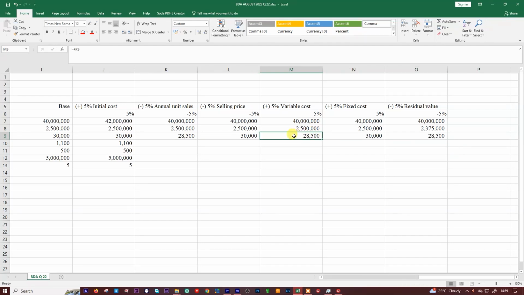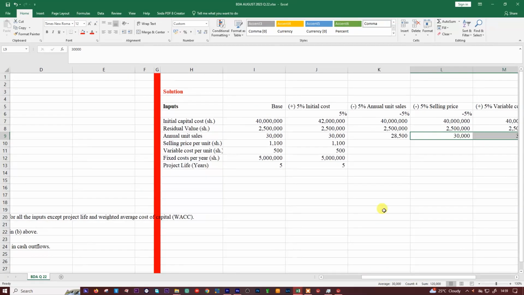Sorry, pardon me for that. And so it should remain 30,000. That should remain the same. Control R. It's only the unit sales. Why? Because we are saying that the unit sales are the ones which are being affected. We are dealing with unit sales. So this annual unit sales component should actually change.